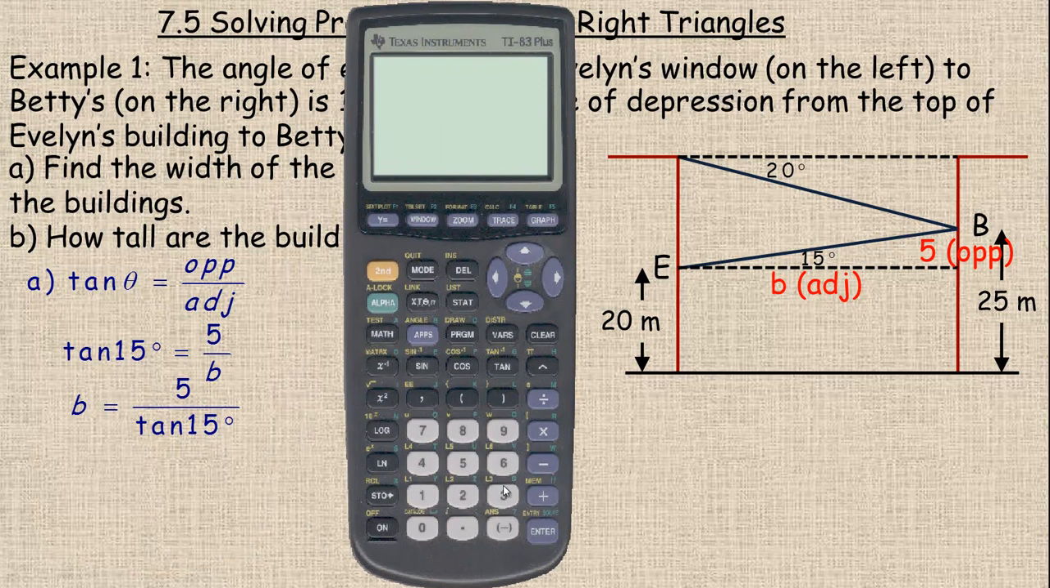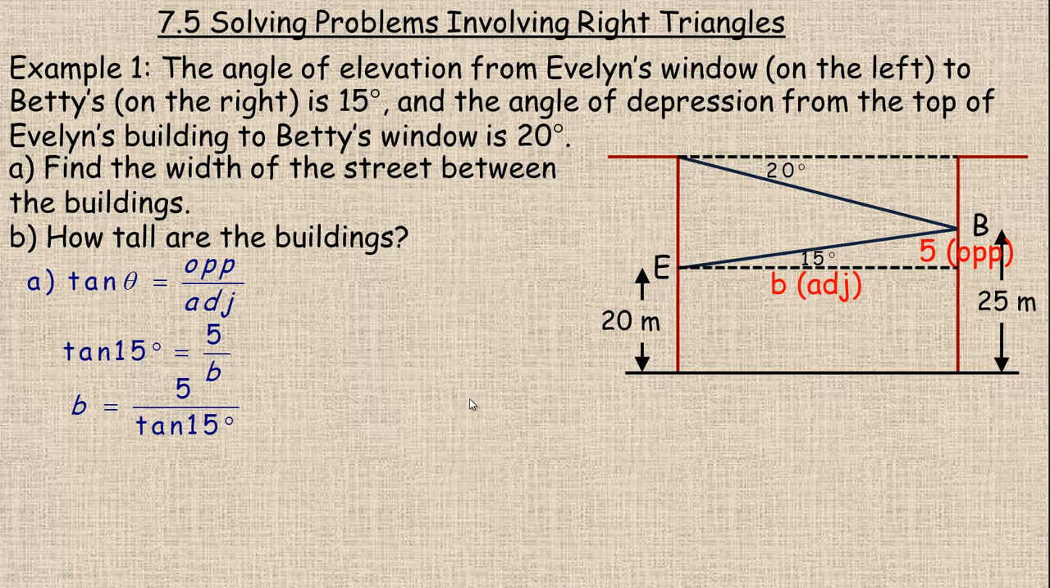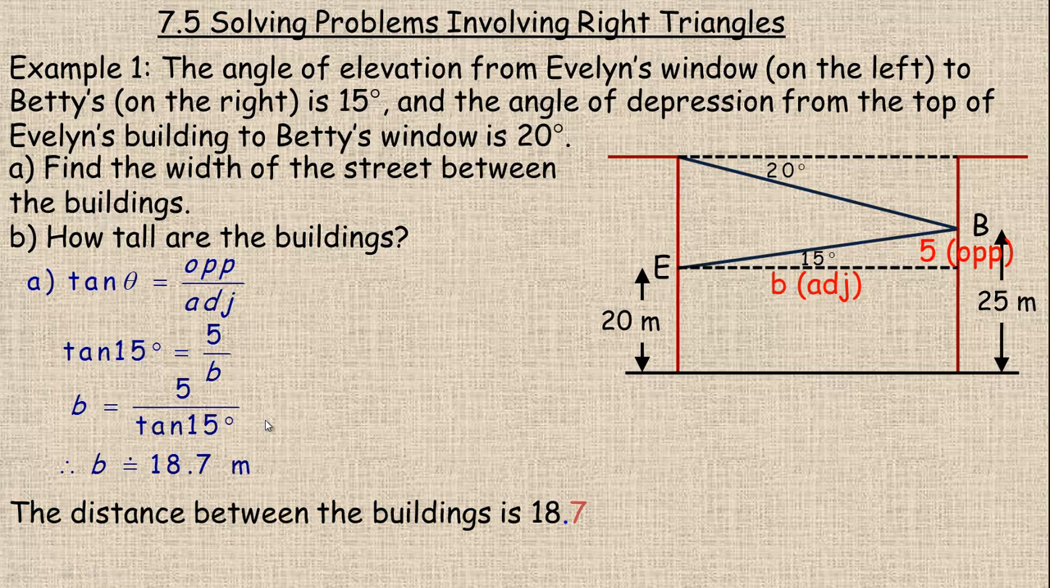And so if I bring my calculator in, 5 divided by the tan of 15 degrees is 18.66. So I'm going to round to 1 decimal place, and I'll write 18.7 meters. So 18.7 meters is the distance horizontally between the two buildings, so that's what we're asked to find in A.